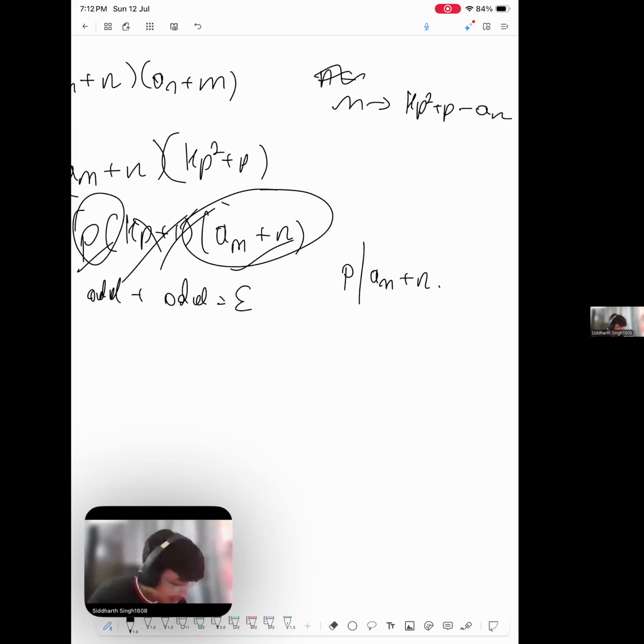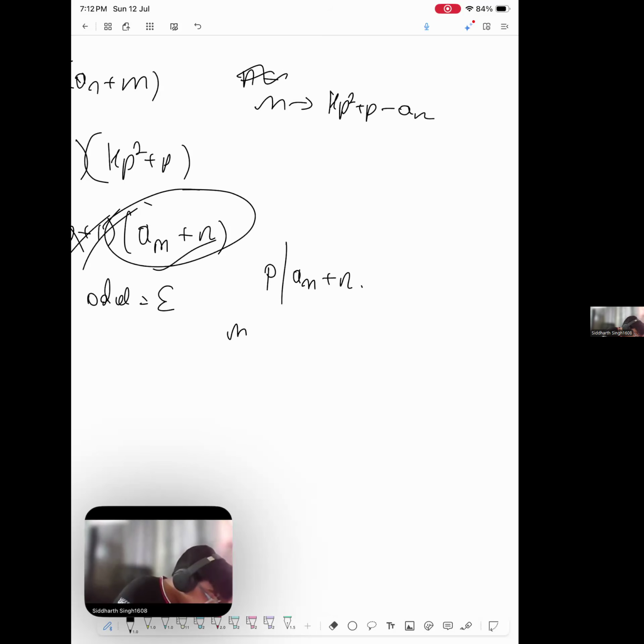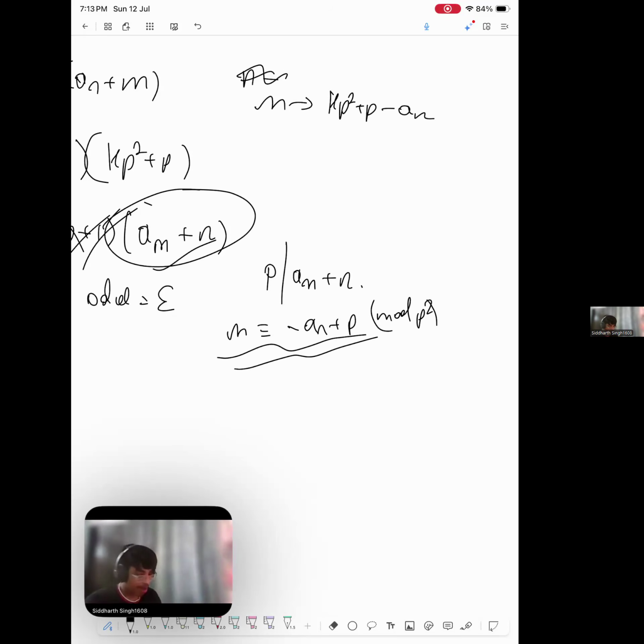Anyways, what we must have is that p divides a_m plus n. But what is m? m is just some random number thrown to us by space or God himself, such that m is congruent to minus a_n plus p mod p squared. So for all numbers satisfying this, we must have this.